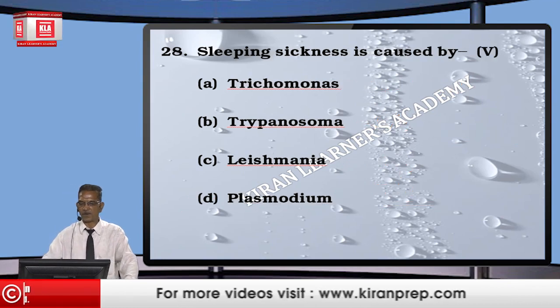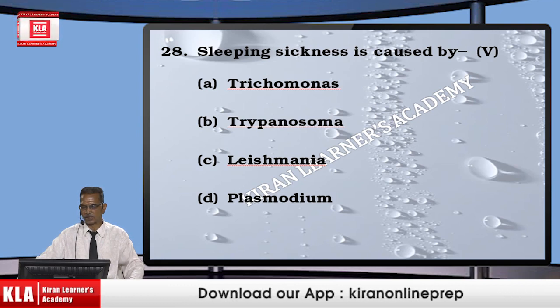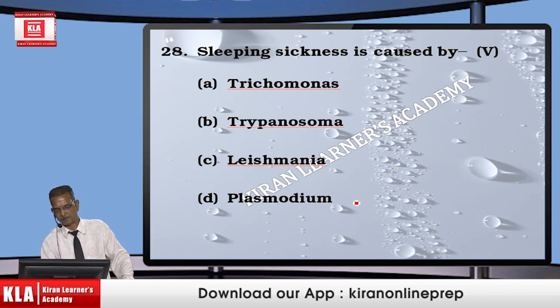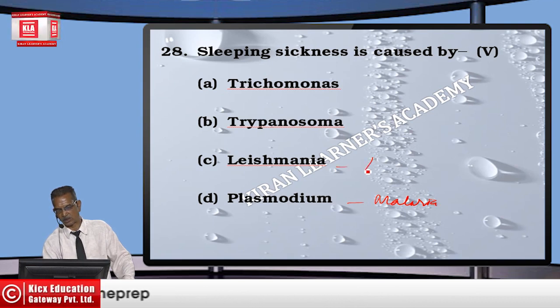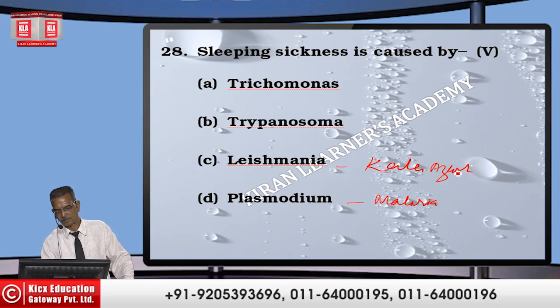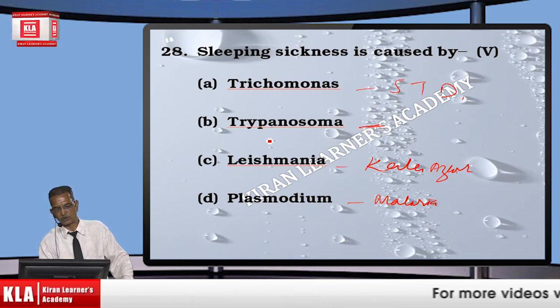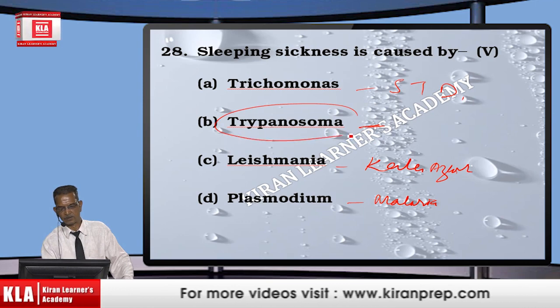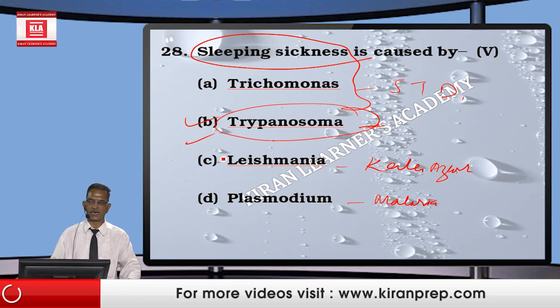Next, sleeping sickness is caused by: Trichomonas, Trypanosoma, Leishmania, Plasmodium. Plasmodium causes malaria. Leishmania causes Kala Azar, we have just learnt. Trichomonas is an STD. So it is Trypanosoma that causes sleeping sickness. Option B is the correct one.